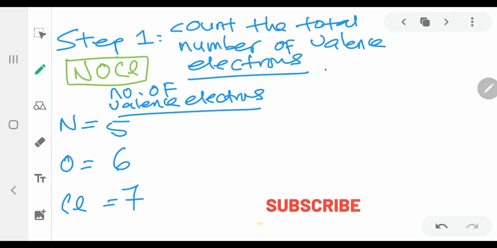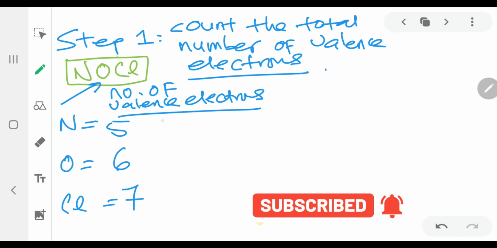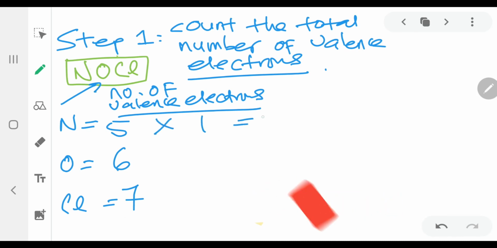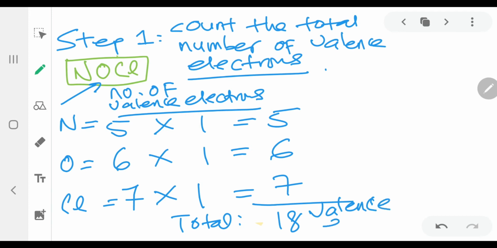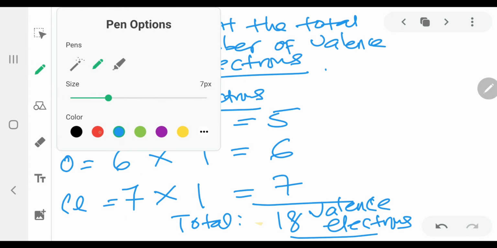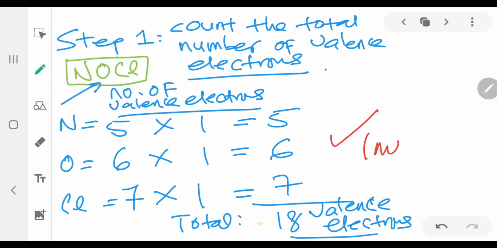Okay? So when you look at your structure here, you have 1 nitrogen atom, so times 1. You have 5. You have 1 oxygen atom involved, so you have 6, times 1 over here as well. Then you have 7. Therefore, the total valence electrons involved is 7 plus 6 is 13, plus 5, you get 18 valence electrons. So by writing that, you will be able to get 1 mark.